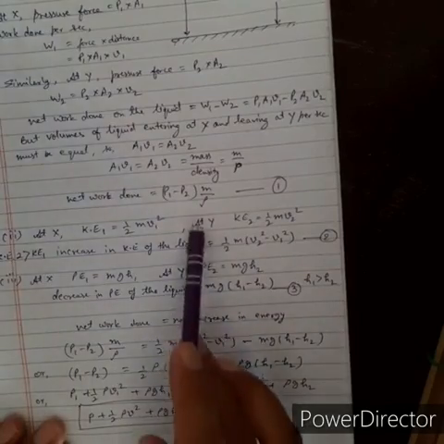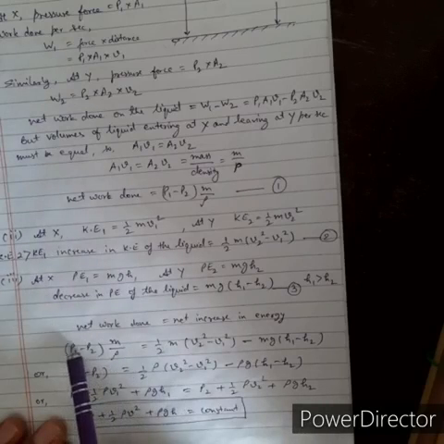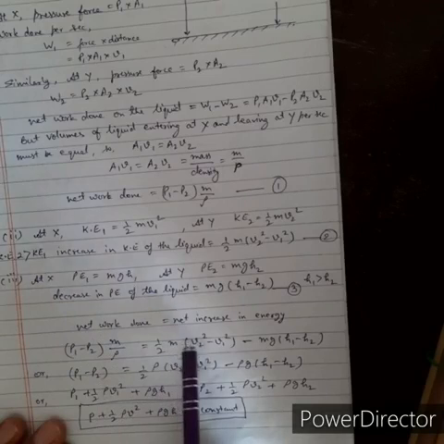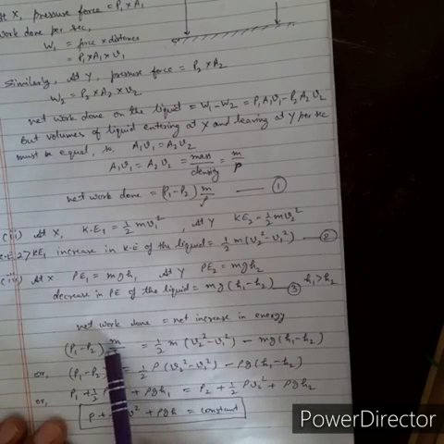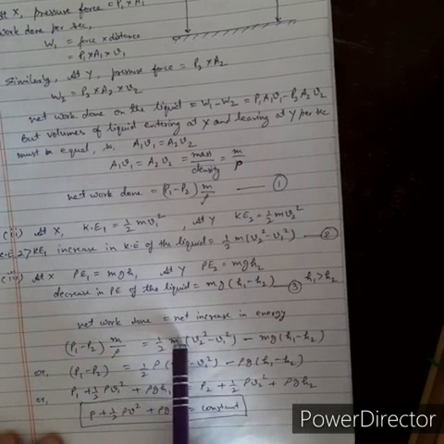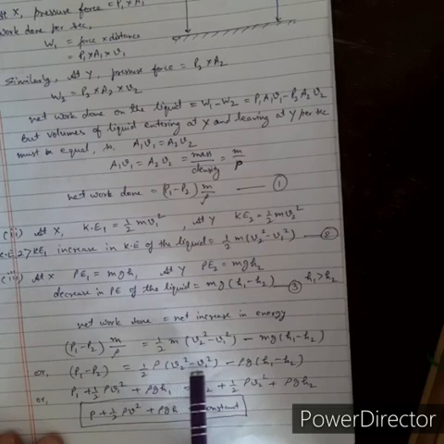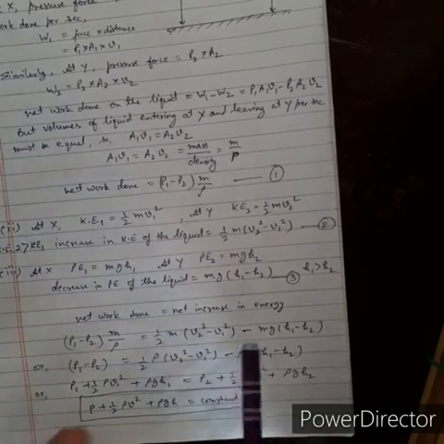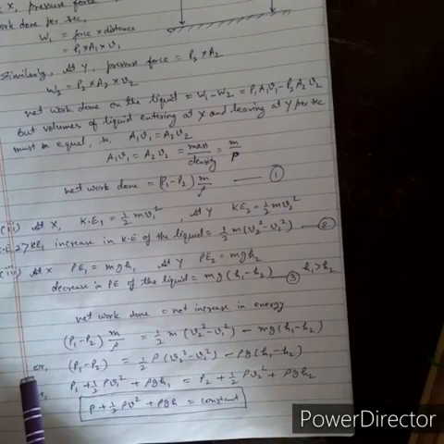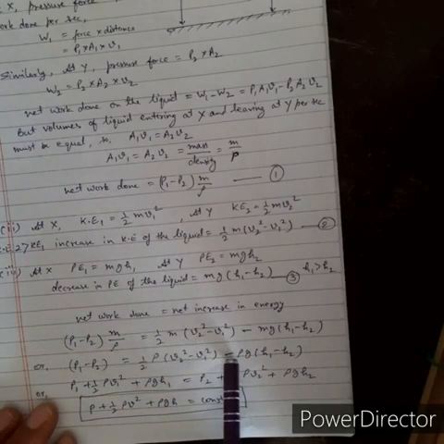So (P1 minus P2) m by rho is equal to 1 by 2 m (V2 square minus V1 square), and the potential energy is a decrease, so that's why I have put the minus sign here: minus mg(H1 minus H2). M will be cancelled. Rho will be transposed to the right hand side. So P1 minus P2 is equal to 1 by 2 rho (V2 square minus V1 square) minus rho g (H1 minus H2). Now I am just going to open the bracket, and all the negative terms will come on the left hand side, and the minus P2 will go to the right hand side.